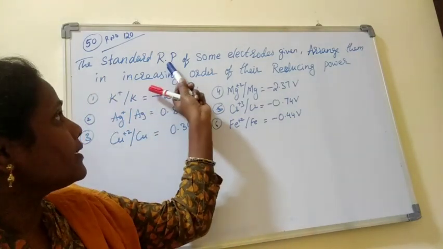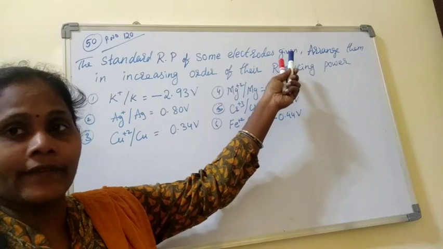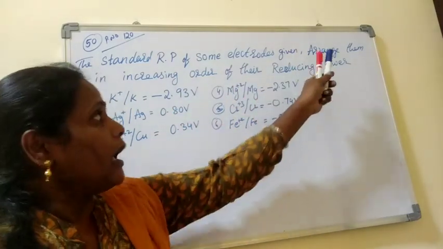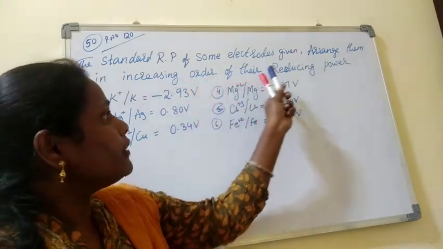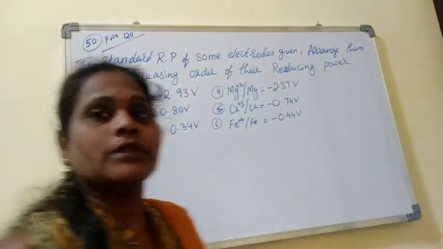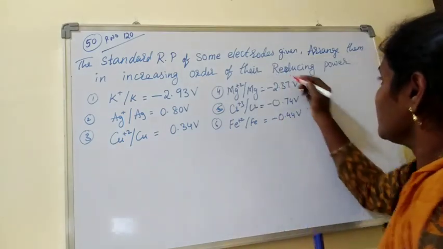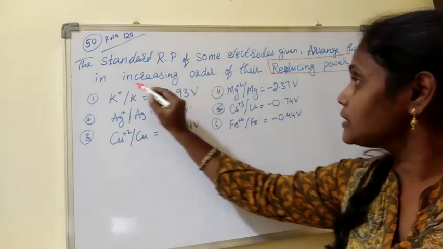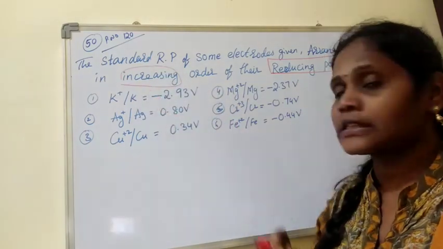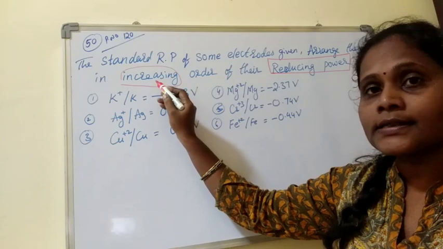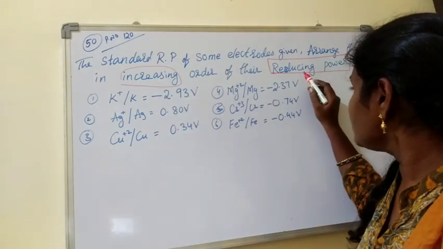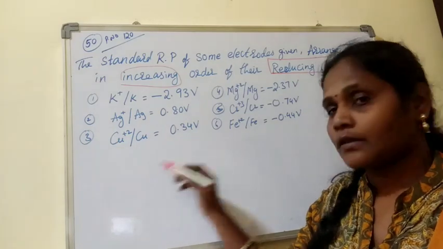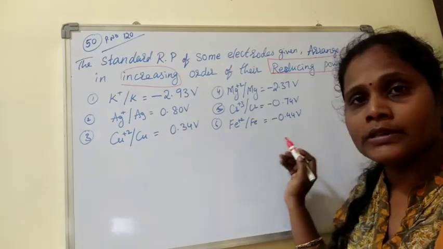Here the standard reduction potential of some electrodes is given. Arrange them in the increasing order of their reducing power. Reducing nature means here reducing agent. You have to look into the order of what they are asking also. Increasing order they are asking, and they are asking reducing nature. That means we have to write least reducing agent first, then move on to higher reducing agent.